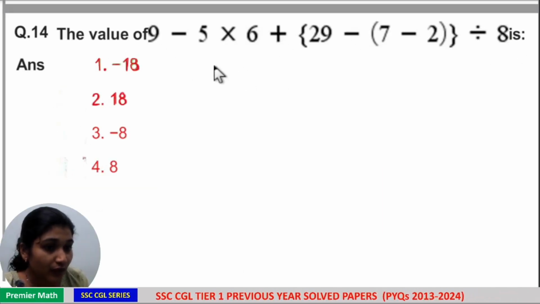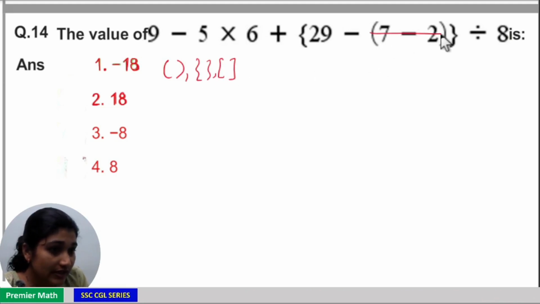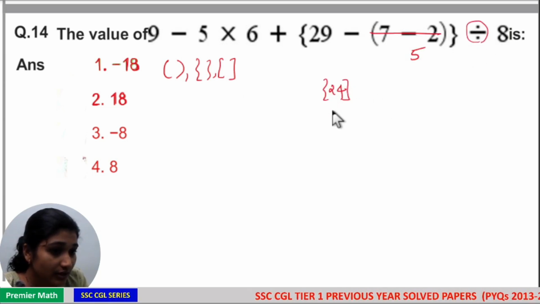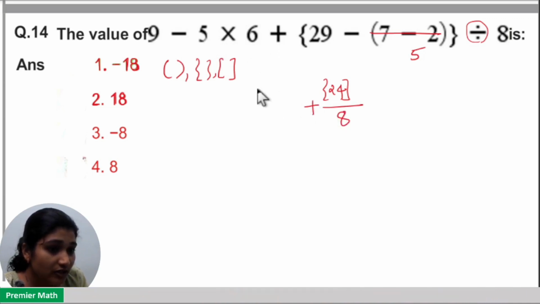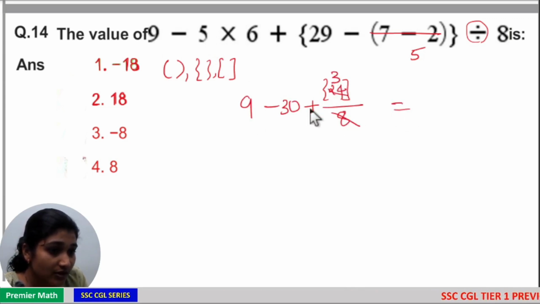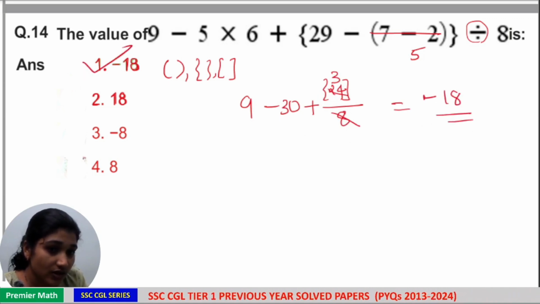Find the value of the following. Here the bracket order for BODMAS rule is this one. So first solve the bracket. 7 minus 2 is equal to 5. 29 minus 5 is equal to 24, and here we have divided by, so 24 by 8, and here we have plus, and here minus 5 into 6 is equal to minus 30, then we have 9 here. Now this will become 8 goes 3 times in 24. 9 plus 3, 12. So 12 minus 30 is equal to minus 18. Option 1 is your answer.